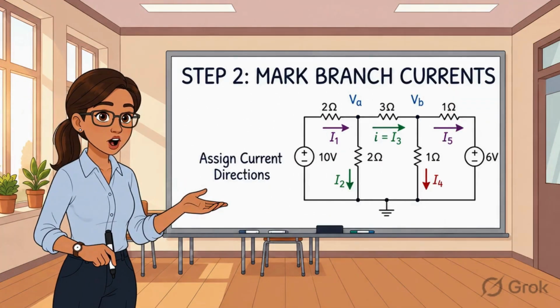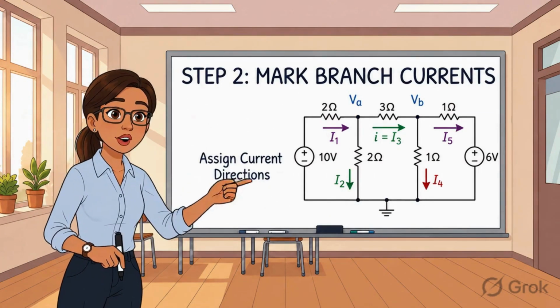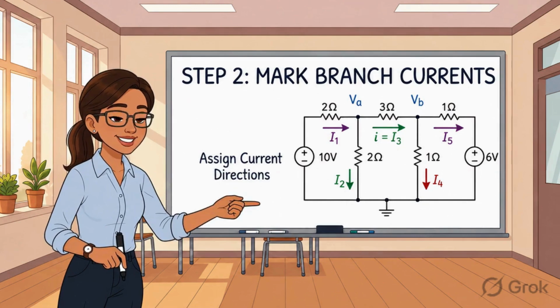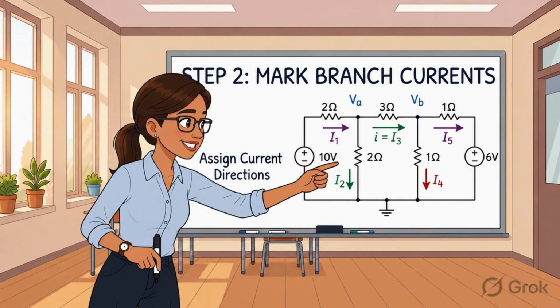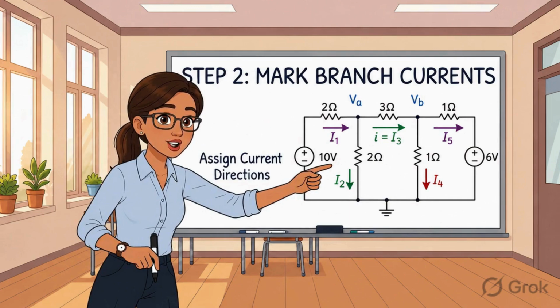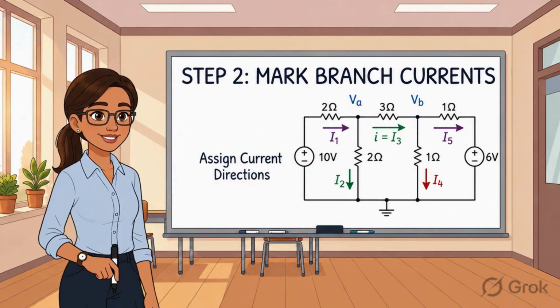Now, let's assign branch currents to every branch of the circuit. We'll assume the current directions first, they are just reference directions. Notice that if the current value comes out negative, it simply means the actual current flows in the opposite direction. Now we're ready to apply Kirchhoff's current law.